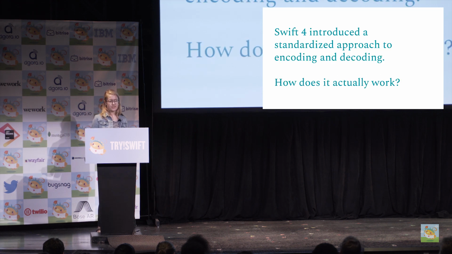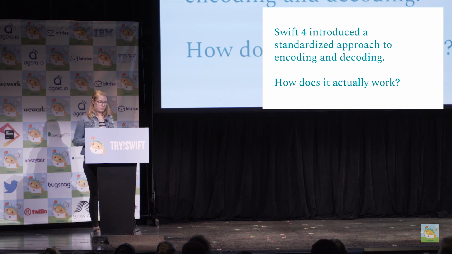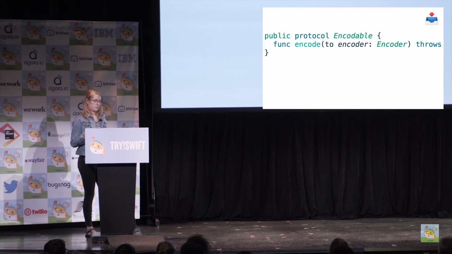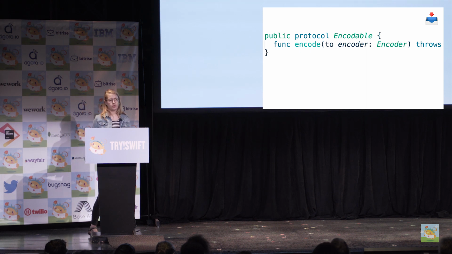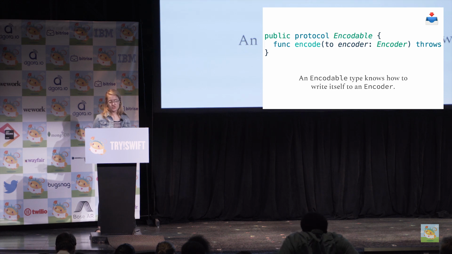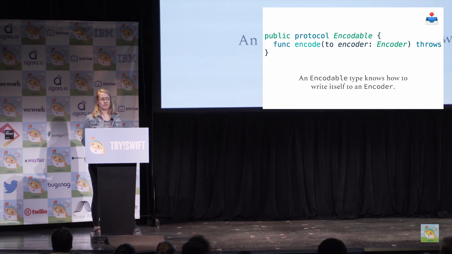Swift 4 introduced a standardized approach to doing encoding and decoding, and today we're going to talk all about how that actually works, starting off with the most basic use cases, building up to more complex ones. So starting with the basics. One of the main building blocks of the whole Codable system is the Encodable protocol, and it just has this single method, encode, that encodes the value to the provided encoder. So that's basically the only job of an Encodable type, to know how to write itself into that encoder.